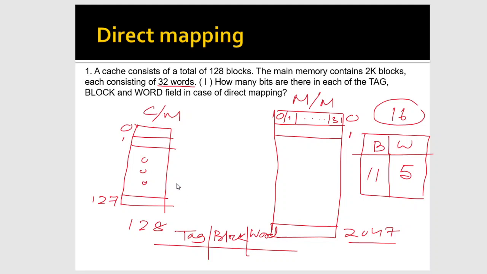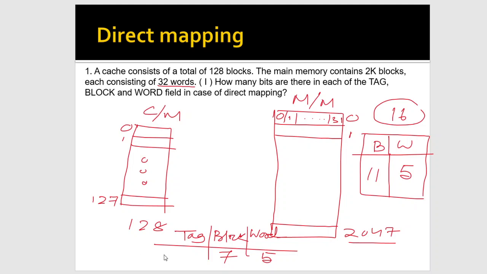The number of words in the main memory and in the cache are the same, so the number of bits required to represent the word is also the same. So it will be 5. Then the block. Block means the number of blocks in the cache. So how many blocks are there? 128, starting address is 0 and ending at 127. So how many bits are required to represent 128? It will be 7 bits, since 2 to the 7 is 128. And what is the total memory address? 16 bits. And these two, 7 plus 5, is 12. So the number of tag bits will be 16 minus 12, which will be how much?